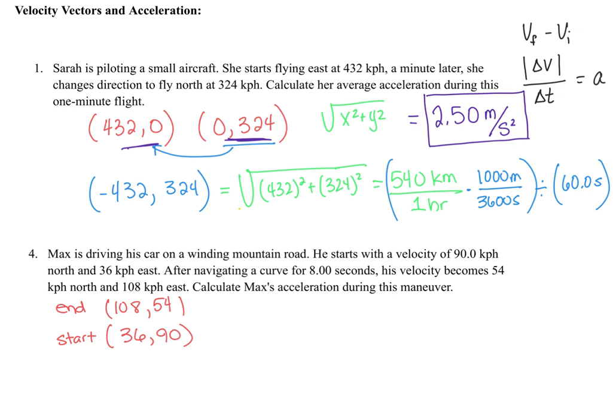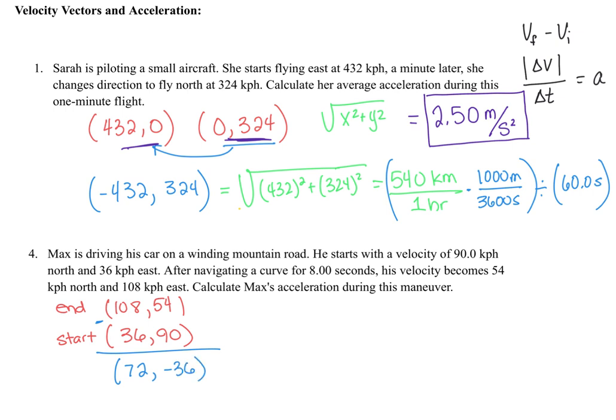This is how you're going to subtract. It didn't matter on the first problem because you only had one north and one east, and so your velocity vector ended up being the same no matter which way you did it. But here you're going to need to subtract. So I'm going to subtract down like this to get my vectors. All right, so my new vector here is going to look like this. 108 minus 36, 54 minus 90.